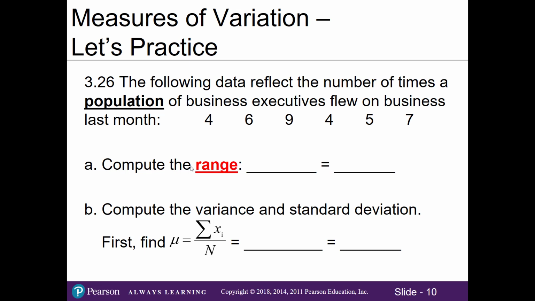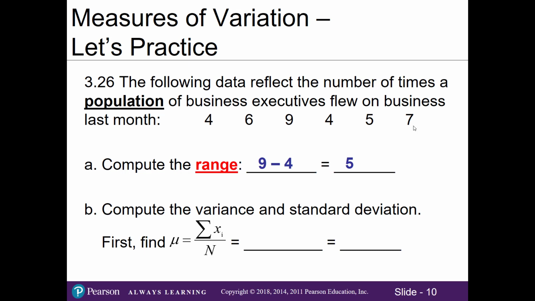So let's say we are looking at a particular company and their population of business execs, they only have 6. So here are the number of times those 6 executives flew on business last month. The first thing we're asked to do in this problem is to compute the range. So recall we're going to take our largest number and subtract our smallest number. So we'll take 9 minus 4, and that gives us a range of 5.